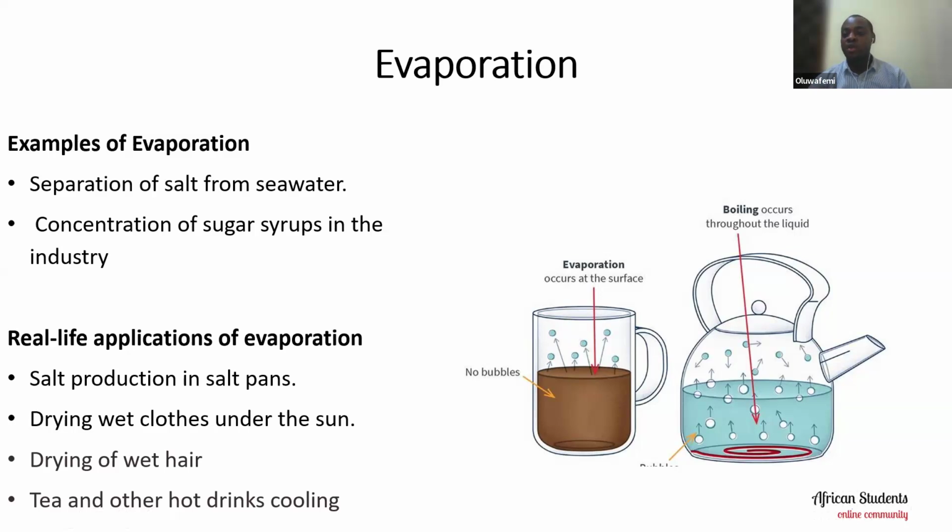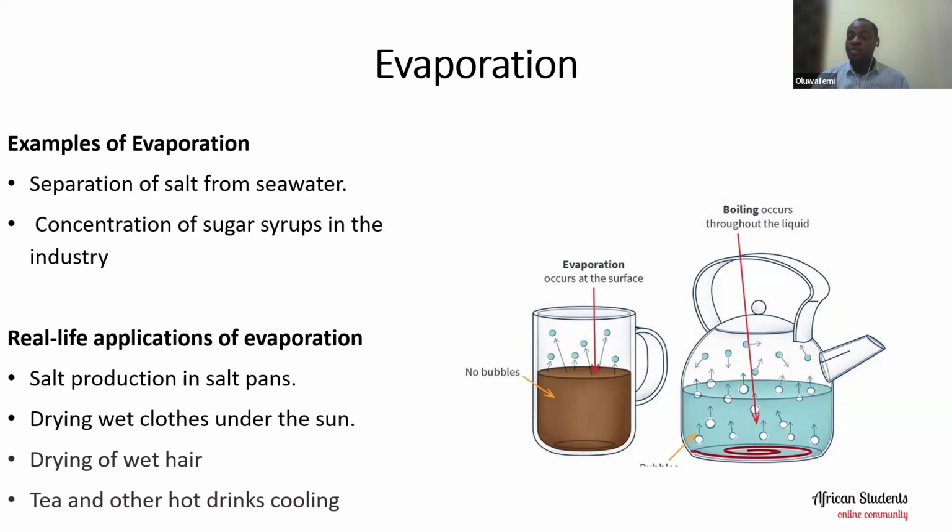Now, drying wet clothes under the sun. You wash your clothes, you rinse them with water, then you put them on the line. After a while, maybe after 2 hours or thereabout, you come back and discover that your clothes are completely dry. There's no more water on the clothes. The reason is that the sun has caused the water content in the clothes to become volatile, and it has taken it up as water vapor. So it is like it has evaporated into the atmosphere, so to speak. So this is a real life application of evaporation.